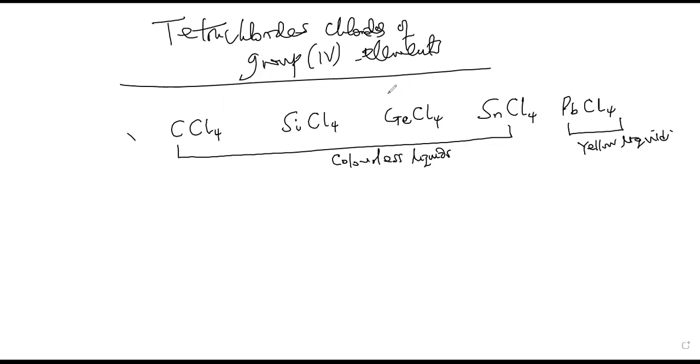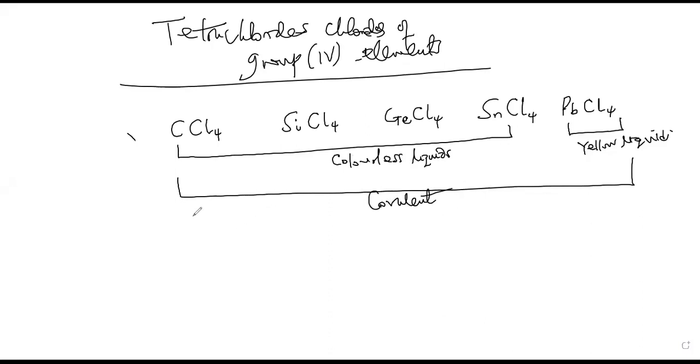Then after knowing the physical states, we need to know the type of bonding. All these tetrachlorides are covalently bonded. So in other words, when we say the bonding of group four tetrachlorides, all of them are covalent, okay?